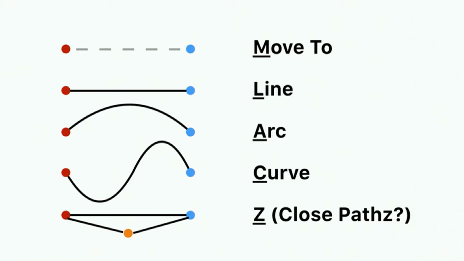SVG paths are a way for us to draw complex shapes in code. So it comes with these 5 operators. M for move to, so move between 2 points without drawing anything. L for line, draw a line between 2 points. A for arc, draw a section of an oval between 2 points. C for curve, an arbitrary Bezier curve between 2 points. And Z for closed paths, as in you're done drawing the shape, so just fill it in.